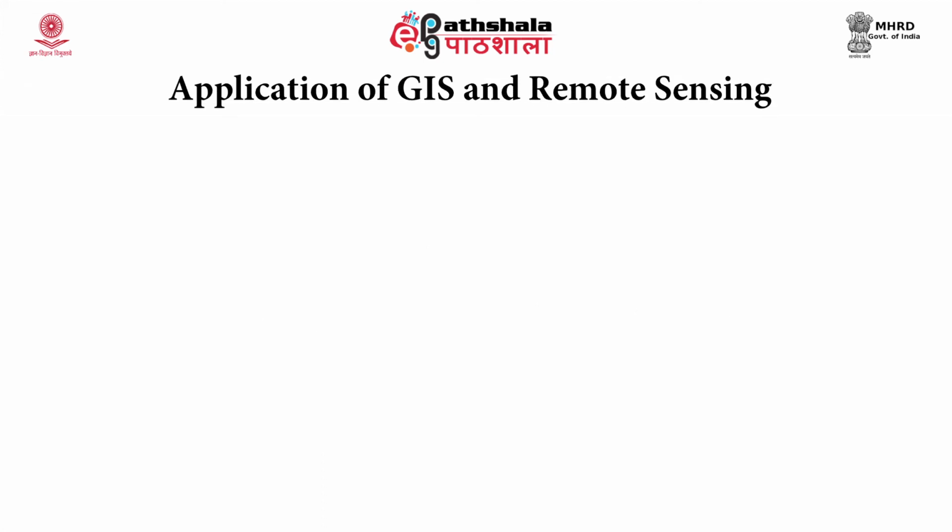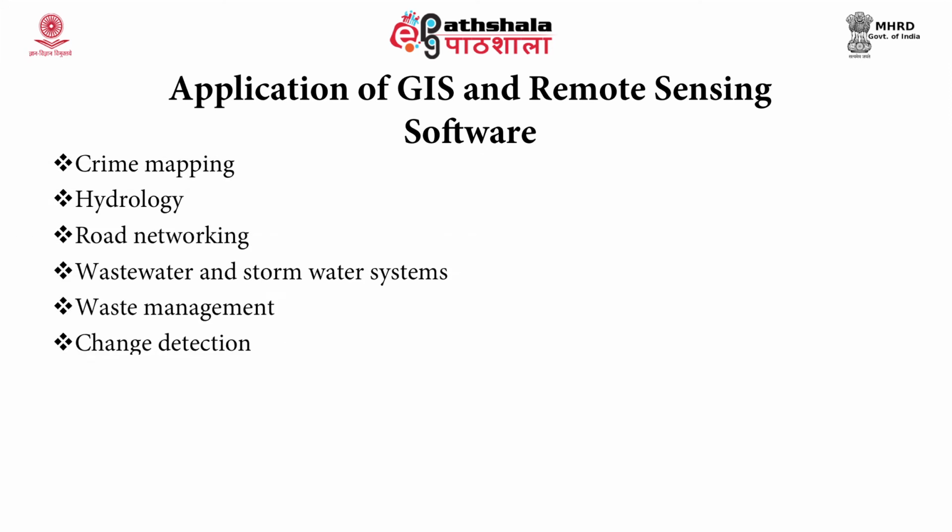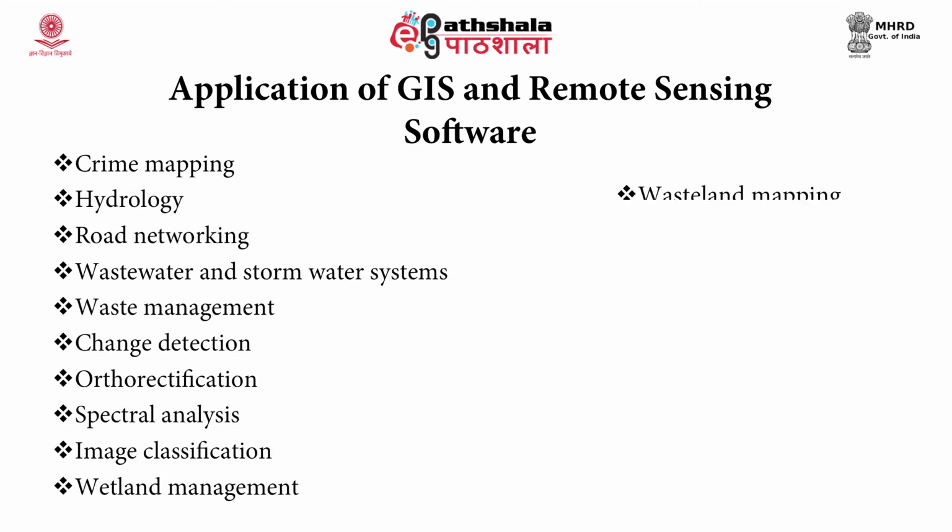So now after studying about these various remote sensing and GIS softwares, it becomes essential to understand as to what are the functionalities of these softwares. So these remote sensing and GIS softwares, they have a wide range of functionalities that can vary from crime mapping, road networking, which is a part of urban planning, besides hydrology and other applications in environmental sciences.